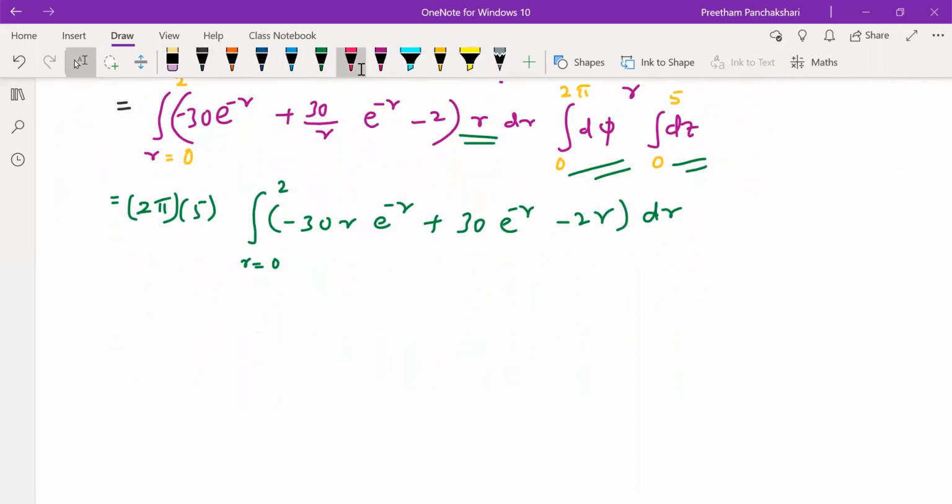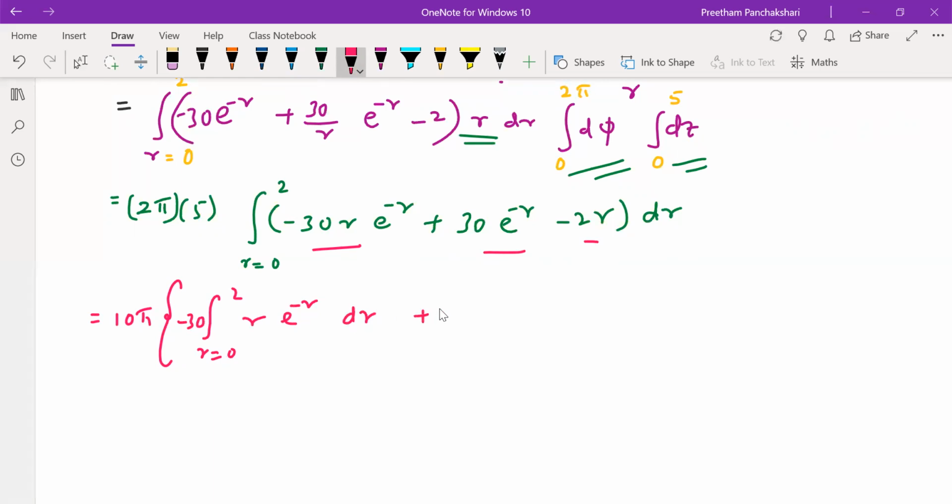So the integration includes 3 terms. What we can do, we can keep the 10 pi completely outside. So we can go for the integration separately. First one, minus 30 is constant. We have r into e power minus r into dr. Can make it one integration.